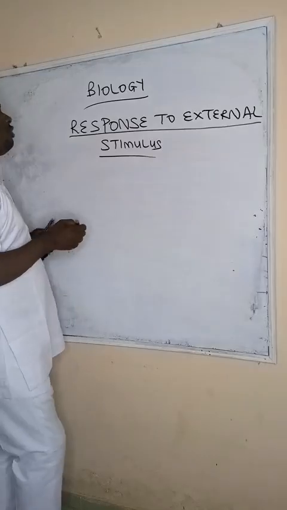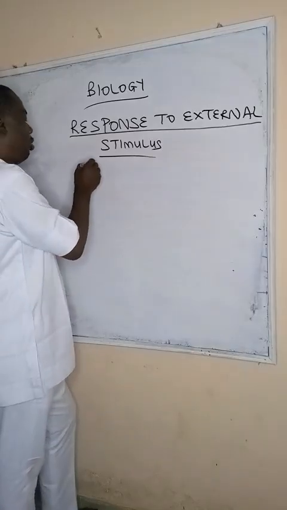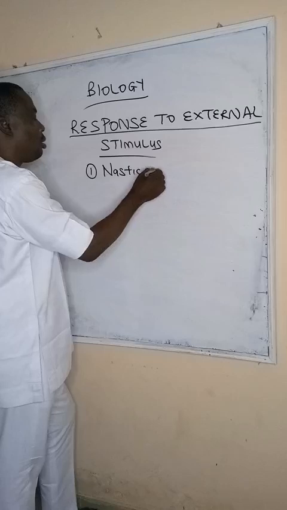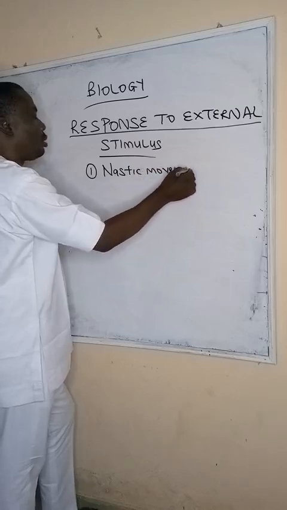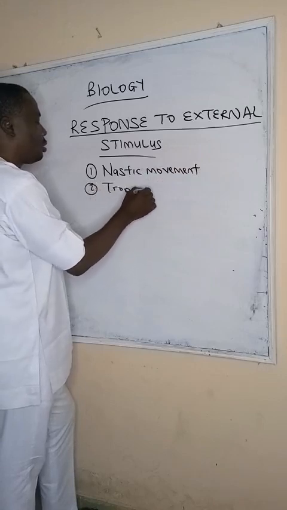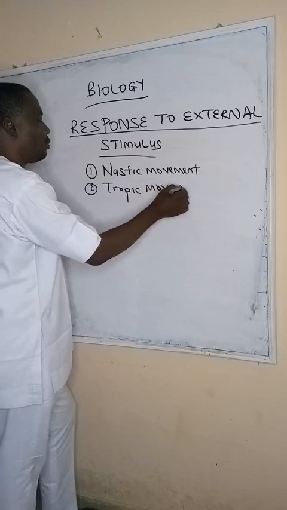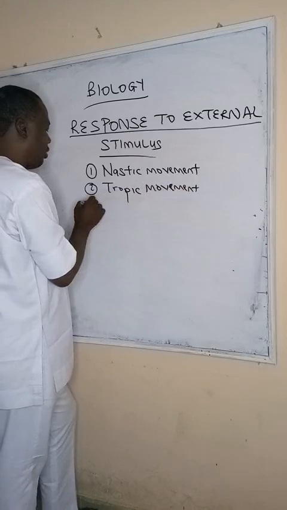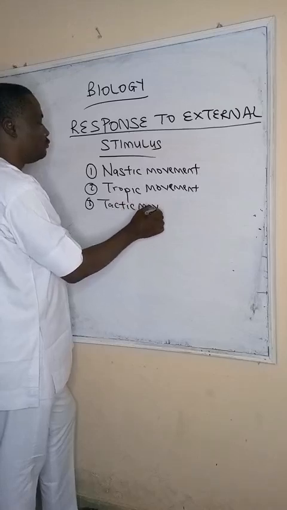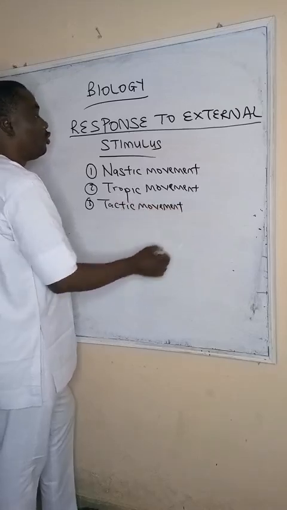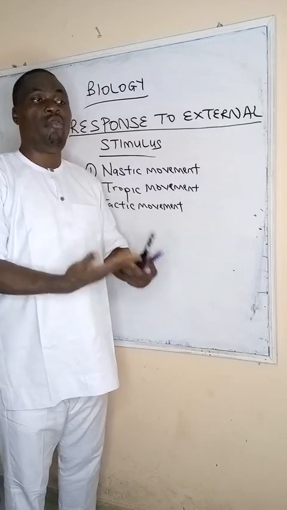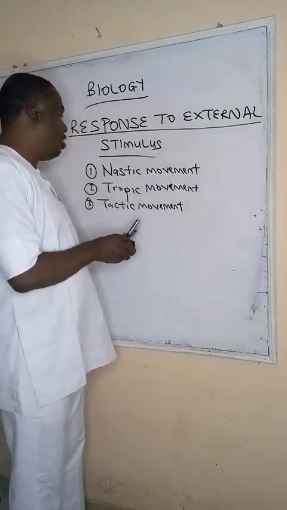So now, there are three types of responses to external stimulus. The first one is nastic movement. Number two, we have tropic movement. Number three, we have tactic movement. Why we call them movement is because when stimulus occurs, we move either away or towards it. So it involves movement.